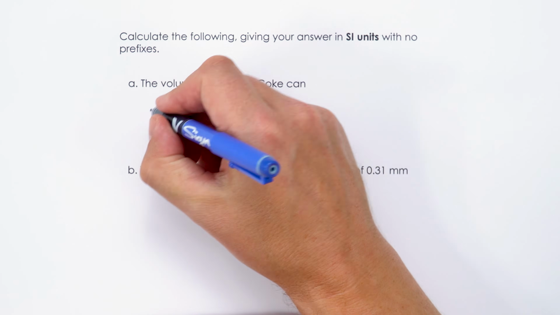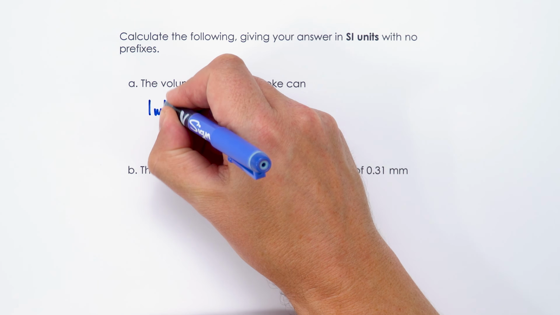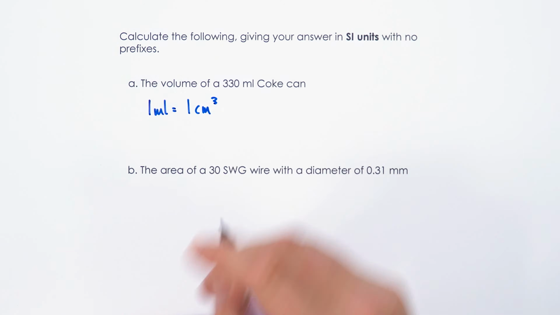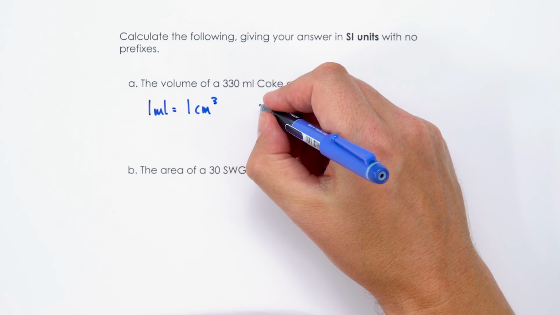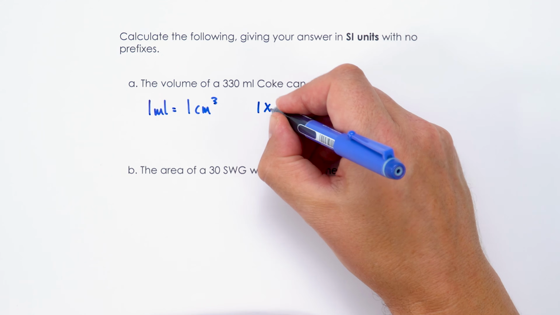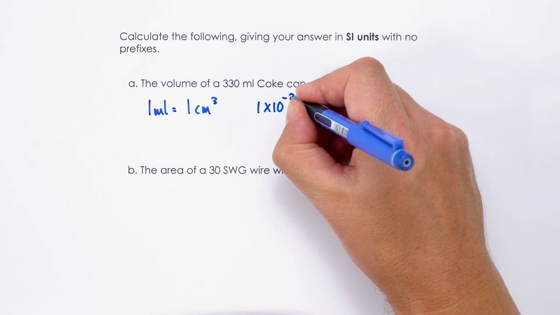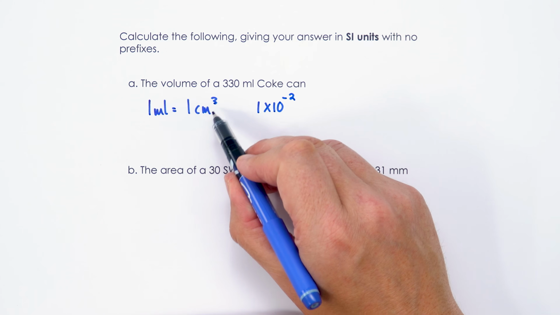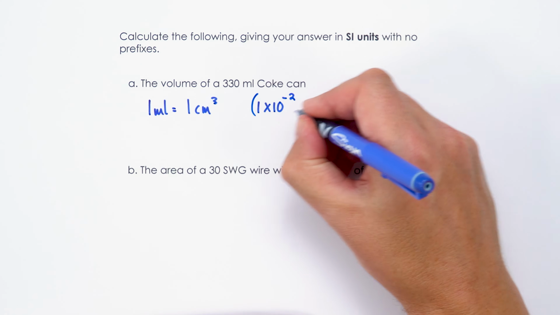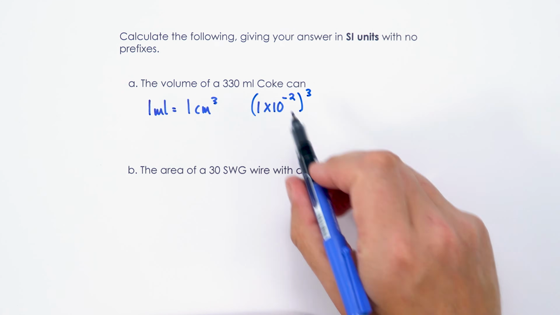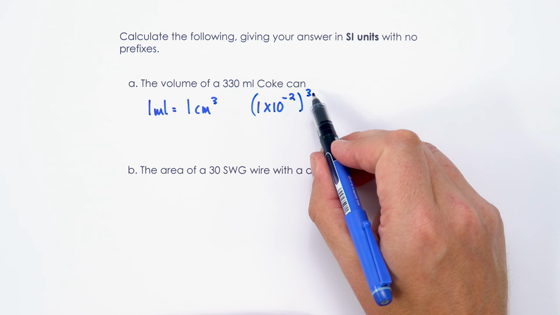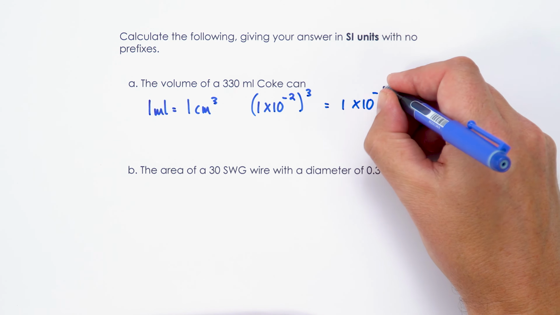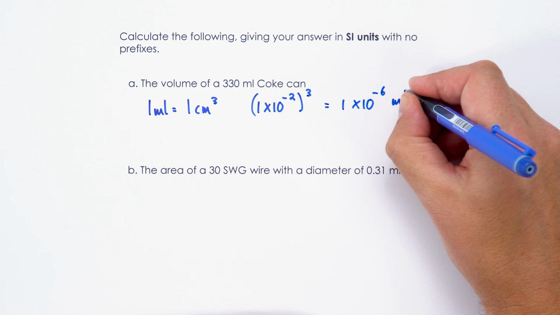So let's think what we mean by a millilitre. Well, 1 millilitre is the same as 1 centimetre cubed. But of course a centimetre is going to be the same as 1 times 10 to the minus 2 metres, because the centi means 10 to the minus 2. But because we've got this cubed, we're going to cube that as well. And then 1 times 10 to the minus 2 to the power of 3 is going to be equal to 1 times 10 to the minus 6 metres cubed.